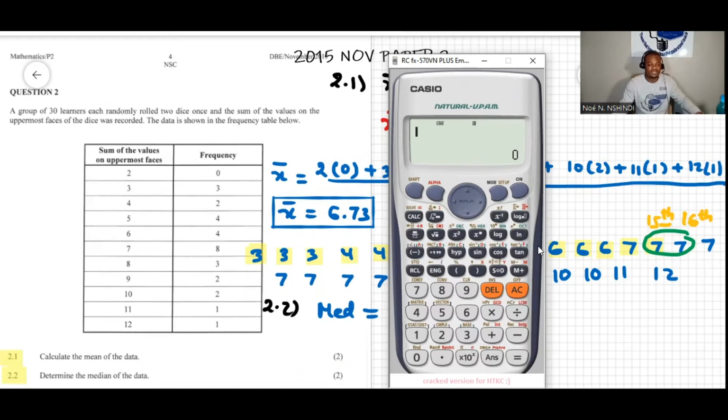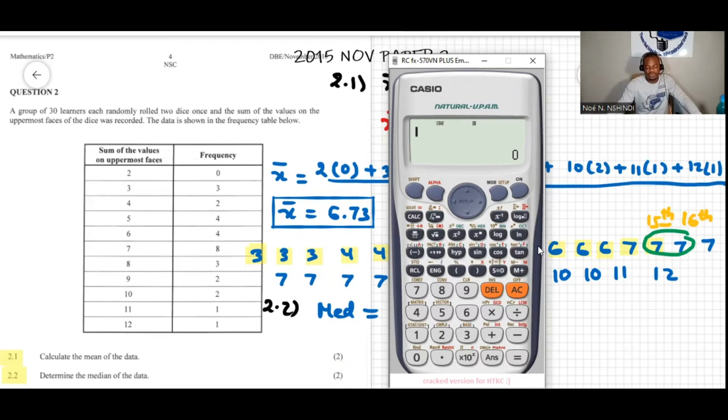The question says a group of 30 learners each randomly rolled 2 dice once, and the values on the uppermost faces of the dice were recorded. The data is shown in the frequency table below.